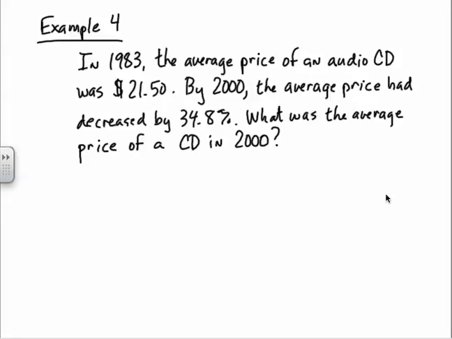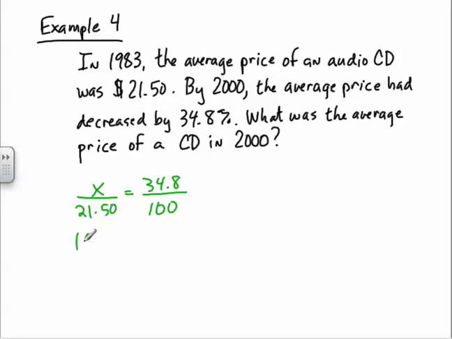That was the average price in 1983, $21.50. But by 2000, the average price had decreased by 34.8%. What was the average price of a CD in 2000? So what I want to know is, what is 34.8% of the original, right? 2150. We can find that and then subtract it, and we'll get our answer.